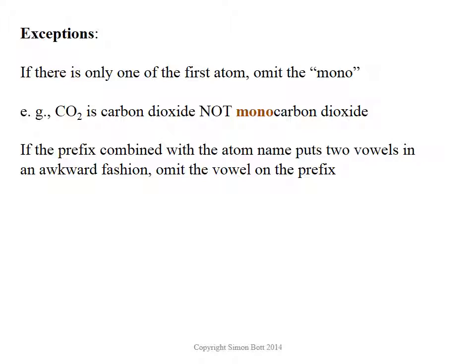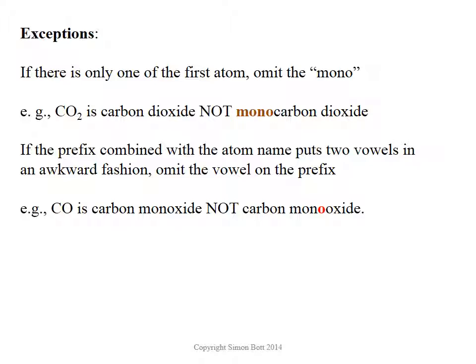And then if the prefix combined with the atom name puts two vowels in an awkward fashion, you omit the vowel on the prefix. This is something that is very, very inconsistently applied. I'm not going to try and trick you on it, but I do just want you to appreciate that. For example, CO, it should be monocarbon monoxide. Okay, well, of course, we already said the monocarbon being at the start just becomes carbon, and then instead of monoxide, there's really nothing wrong with saying monoxide, except when you write it, it looks like monoxide, and so we leave out the O that's at the end of the prefix, so it just becomes the familiar carbon monoxide.